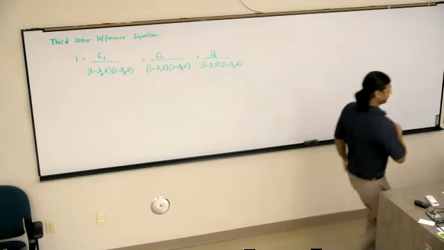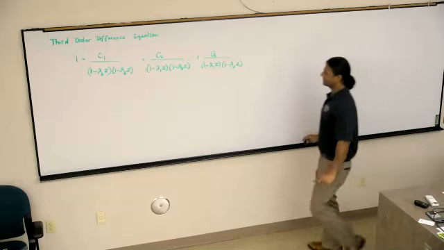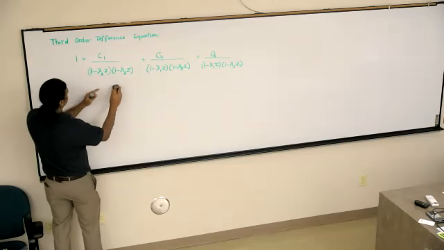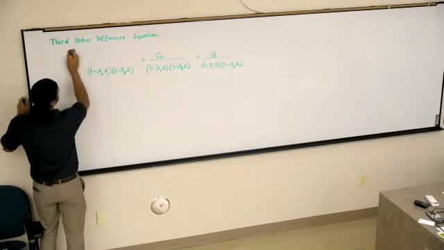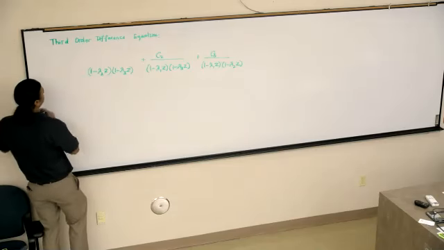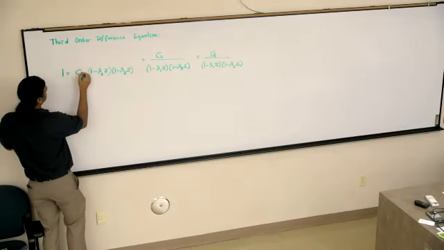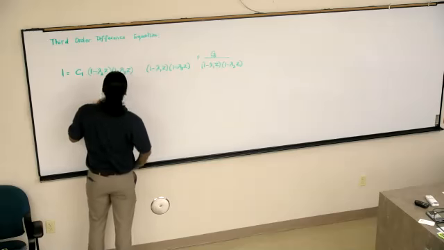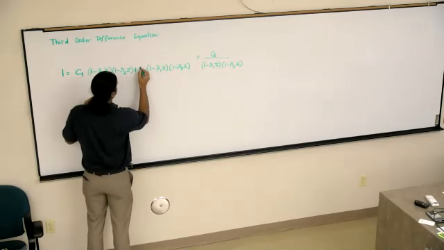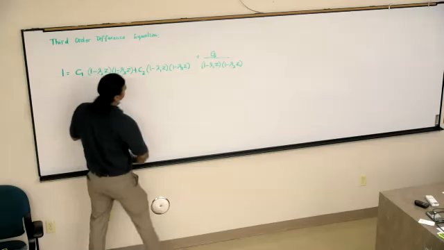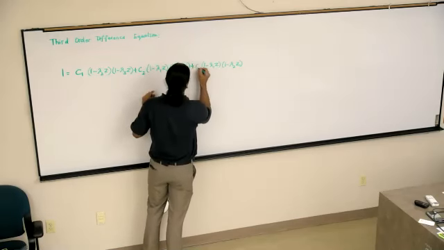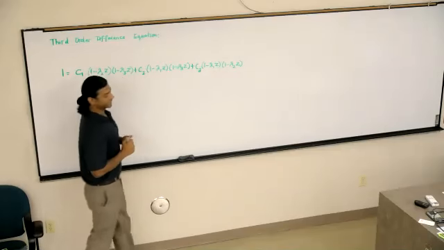Sorry, I made a major mistake. All of these should be products, not quotients. So I'll just erase this and put it as a product to make that change, or else it's going to go nowhere.